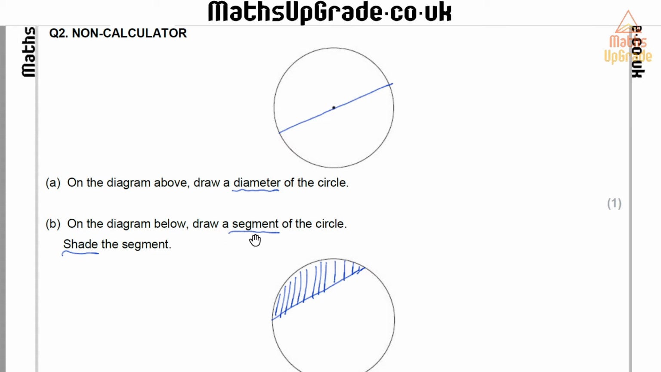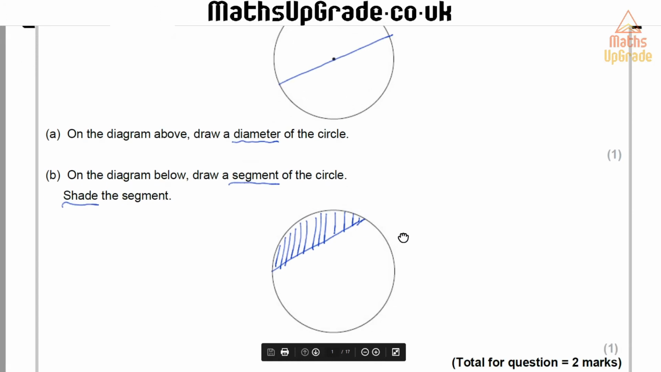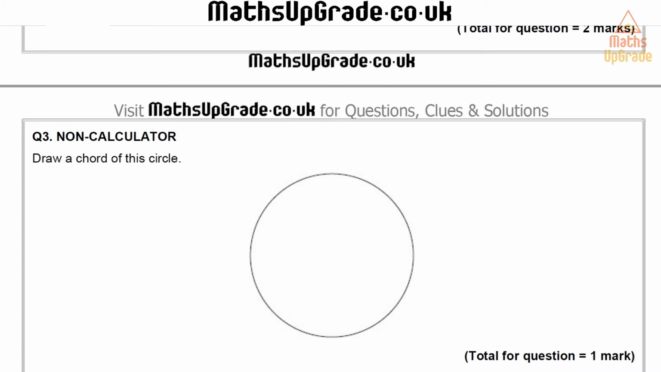And the second part of the question, a segment of a circle is similar to a diameter, but it doesn't go through the middle, and it's the area between that straight line and the edge of the circle. Okay, so there's a segment of a circle. Okay, I've shaded in here a minor segment. I could have shaded in the major segment here. Okay, that doesn't make a difference, but that is a segment of a circle. It's the region between that line there, which is the chord, and the edge of the circle there. That is 2 marks.